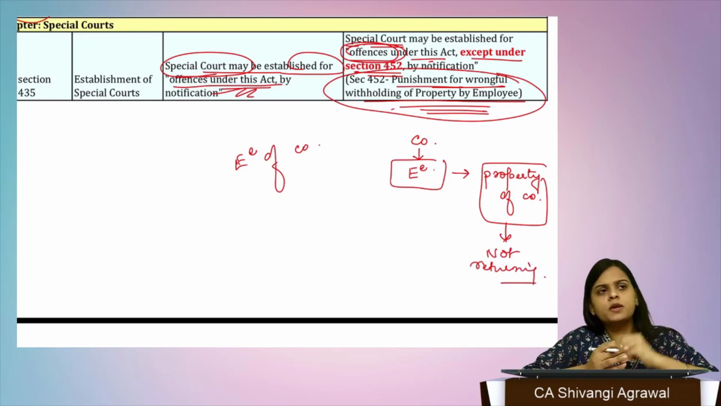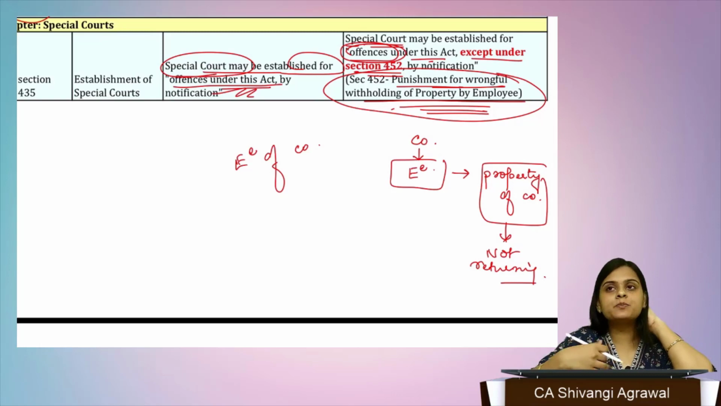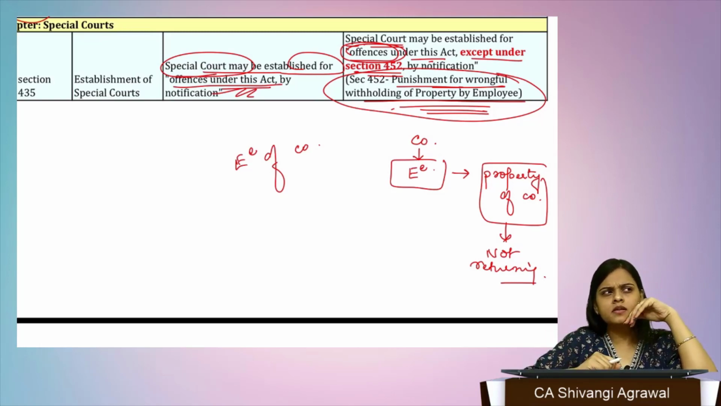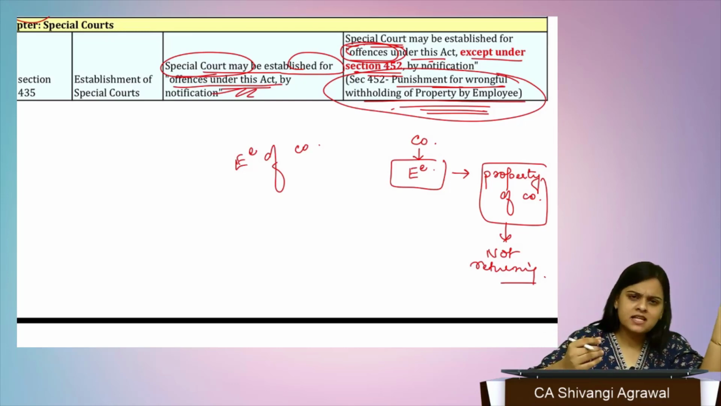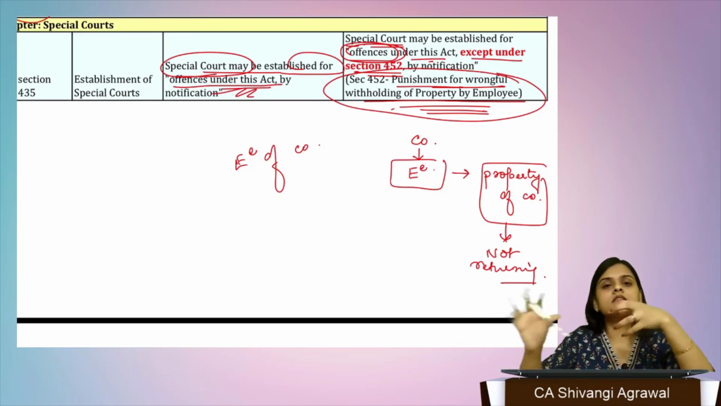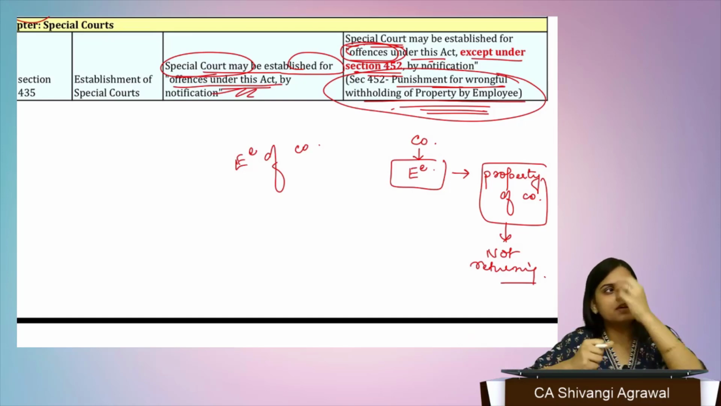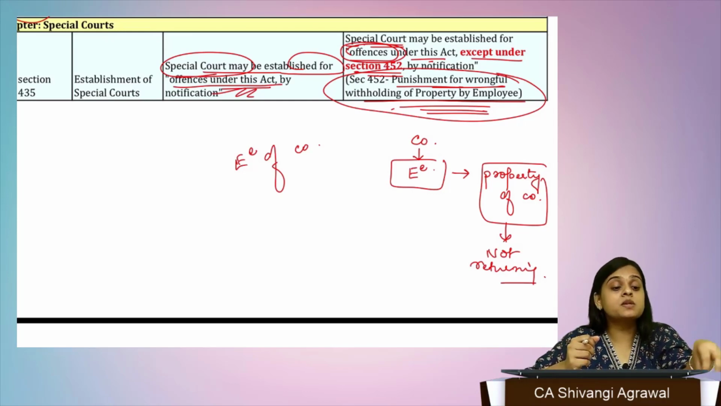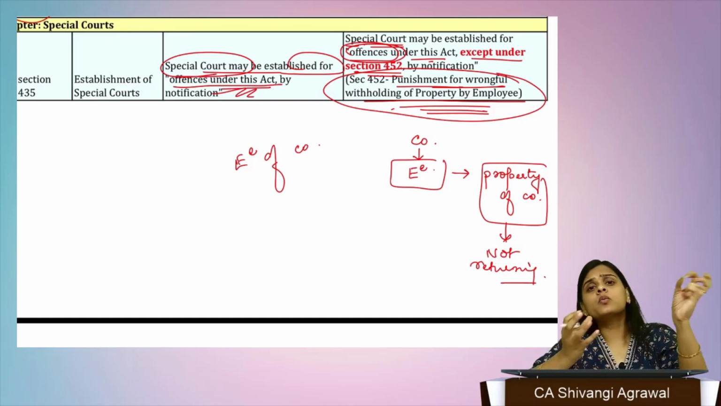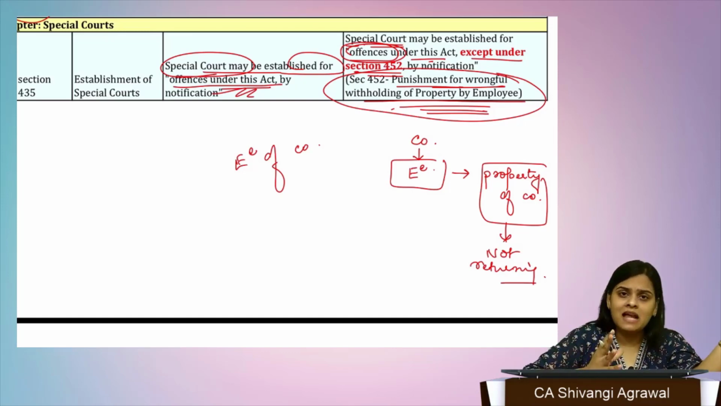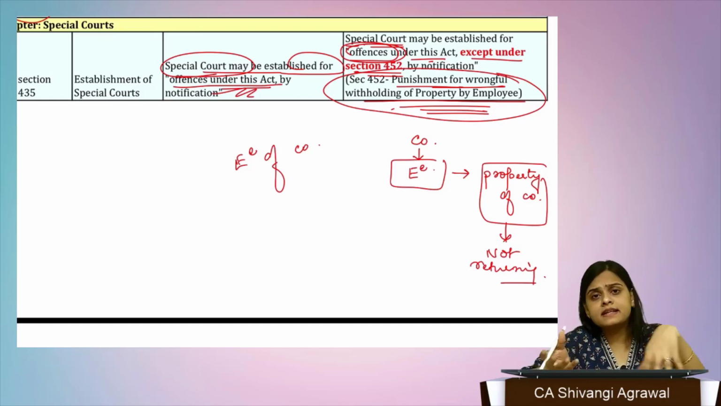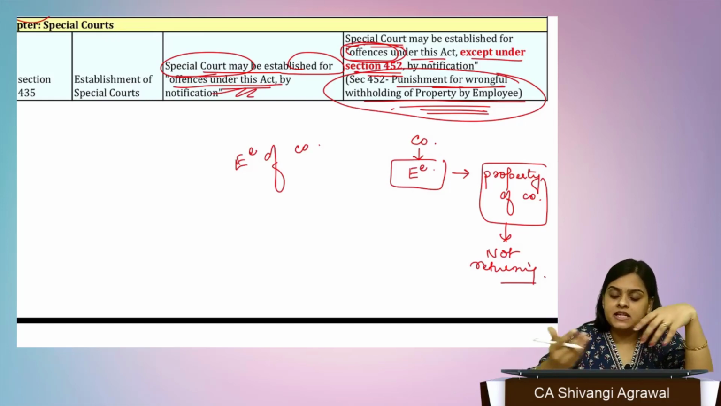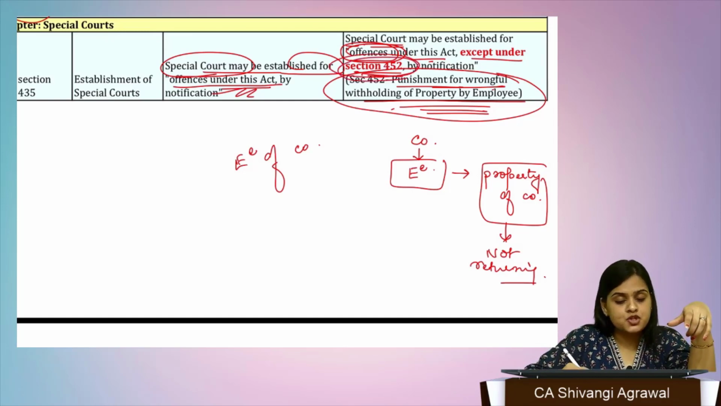Wrongful withholding. Or maybe you were being given some property. Supposedly an employee was being given some cash for passing it to some person, but the person is withholding that particular cash. Or the employee has been given some flat to stay because he was working in the capacity of some product manager. Now he is not vacating that particular flat. He had been given some laptop. Now he is not returning that laptop to the company. So such types of cases are covered in section 452.